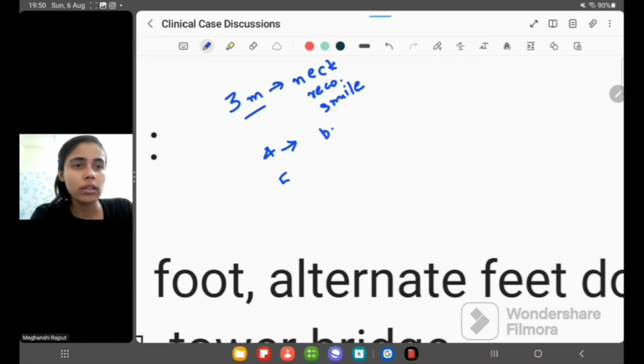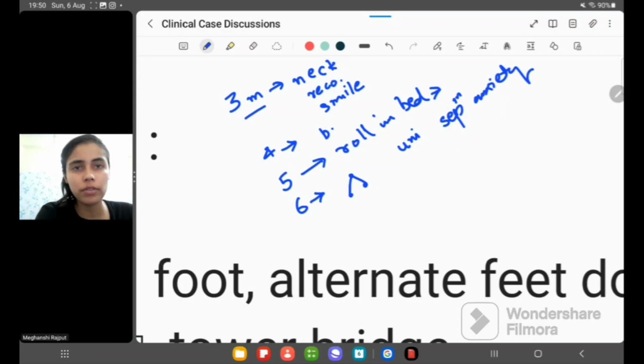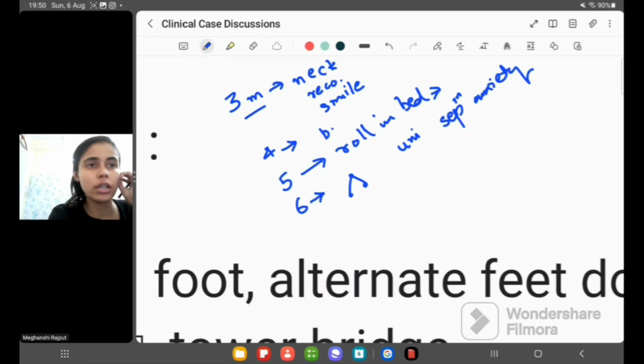What's important at the age of 5 months and 6 months? At 6 months, the child is sitting in a tripod posture. By 5 months, the child is able to roll in bed. At around the fifth or sixth month, the child has a unidextrous approach as well as separation anxiety. With this separation anxiety, by the fifth month of age, I'll be playing peekaboo with the child, and the child would be able to play it and would be happy.